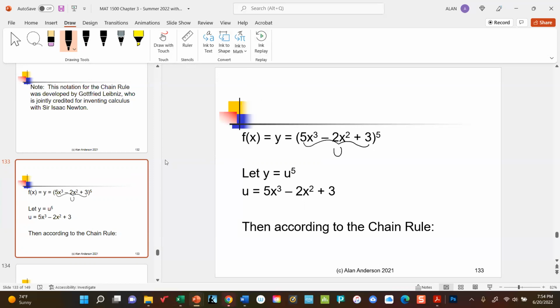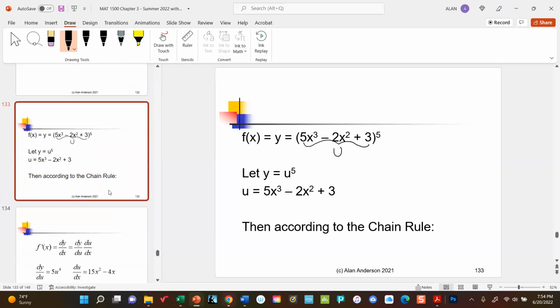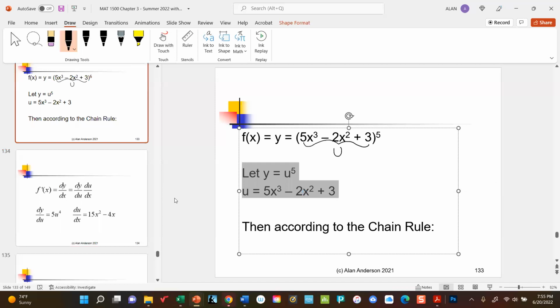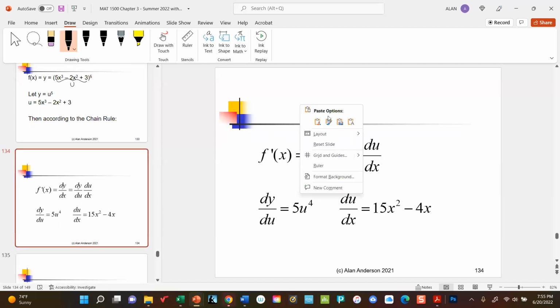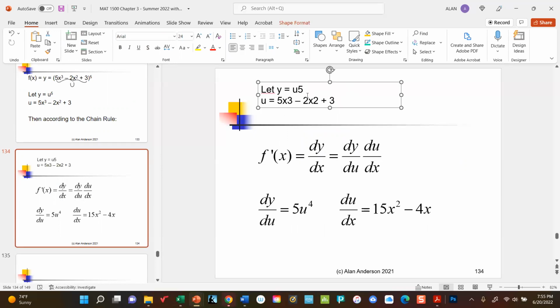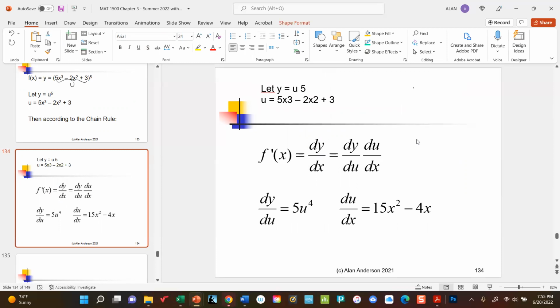Okay, so what exactly do we mean by that? Let's see. Let me copy these onto the next slide. Oh my God, I didn't realize that was going to happen. It messed up my superscripts. I'll just write them.